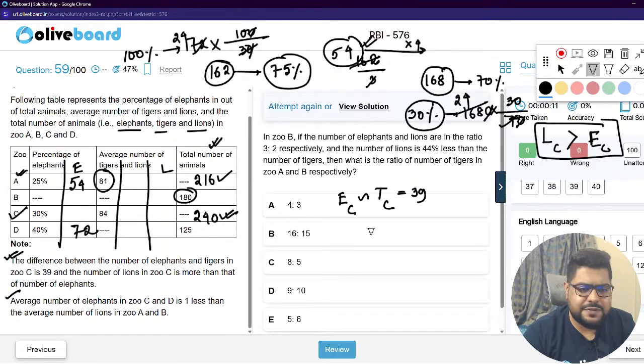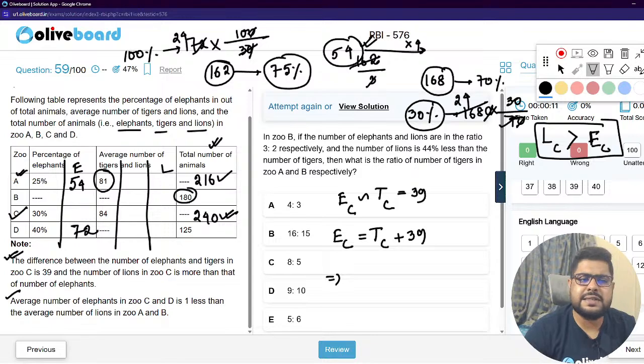First things first, I am taking EC is equal to, since elephant is greater, it will be TC plus 39, right? So EC is what? Elephant in C. Number of elephants in C, sir. Number of elephants in C.